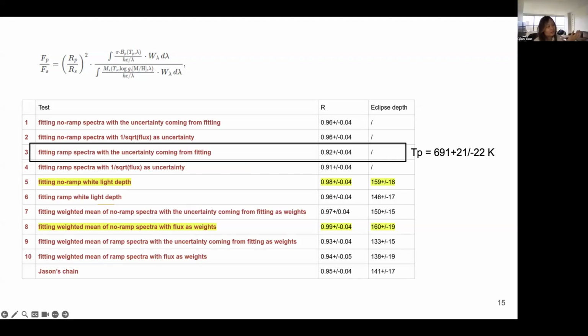But since there would always be wavelength-dependent systematics, we could not fully resolve this issue. And in our paper, we ended up presenting the result from the white light curve because we consider it to be the most robust and with fewer wavelength-dependent issues.